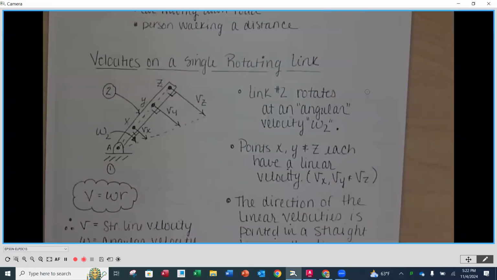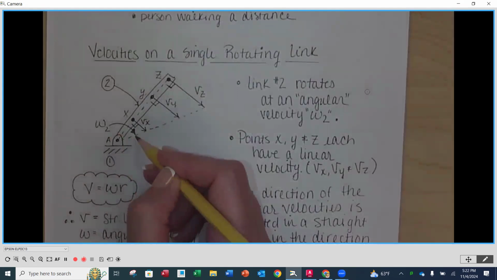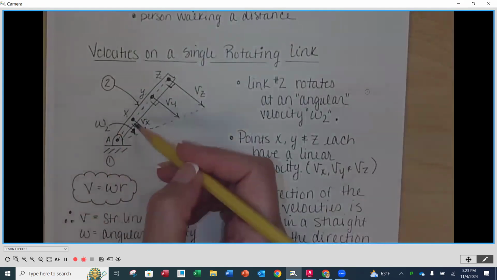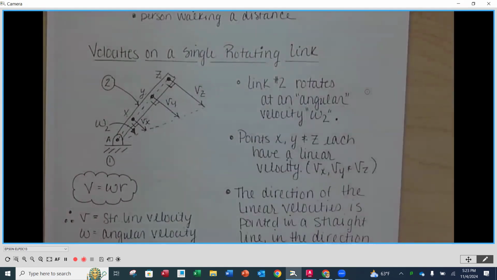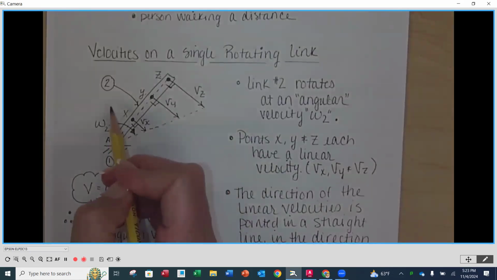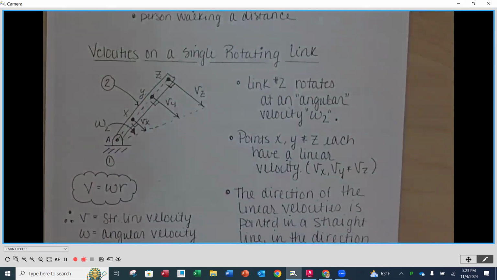Something you'll notice, first of all, about the directions of those velocities is that those velocities are always going to be, number one, pointing in the direction of rotation. So since W2 is going clockwise, notice that's also the direction that these are pointing. Okay, the direction that we're rotating. If we were going counterclockwise, if this was pointing this way, these would be going up and to the left, but they're all going down and to the right. Do you guys see that?